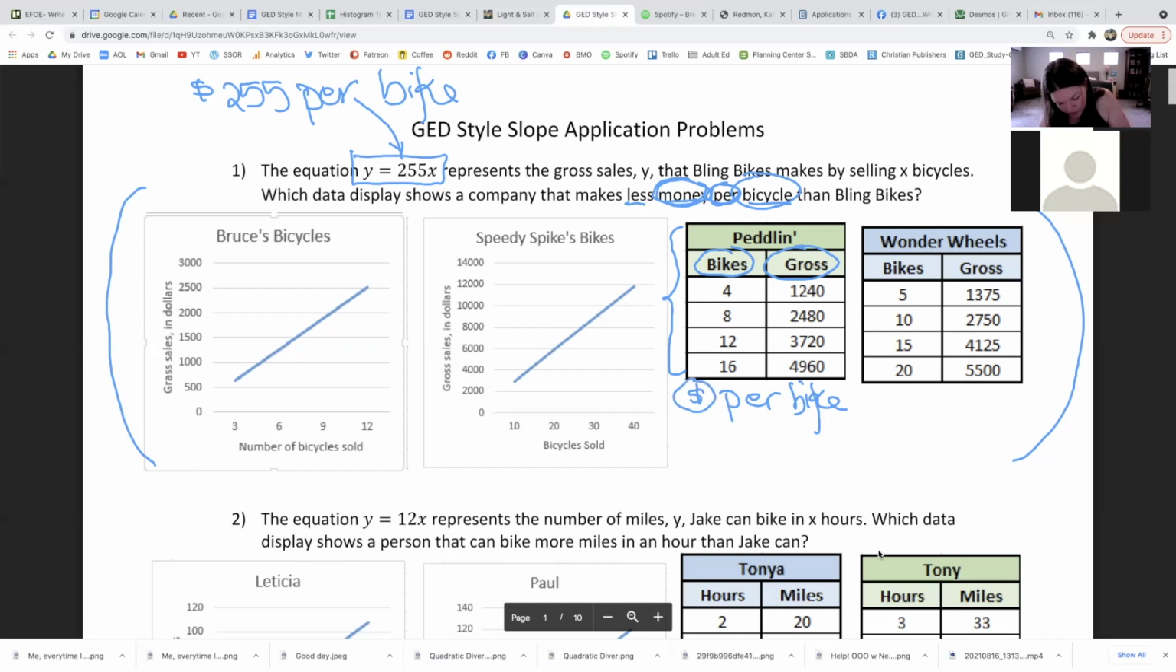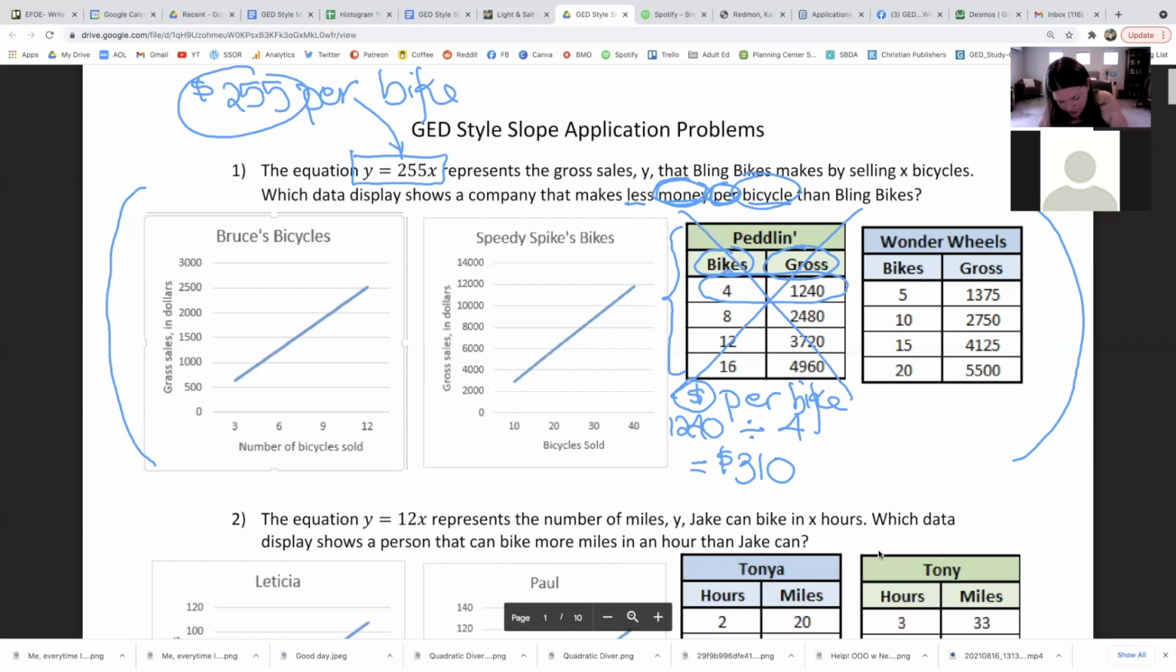Okay, well, I'll start with this line here. The dollar amount, the money they're making, is $1,240. And per it, or divide it by the number of bikes. Well, how many bikes did I sell to make $1,240? That's 4. And let's figure that out. 1,240 divided by 4, it looks like I'm making $310 per bike with Pedaling. Okay, that's definitely not less money than Bling. Bling made $255 per bike. Pedaling makes more. All right, let's look at Wonder Wheels.